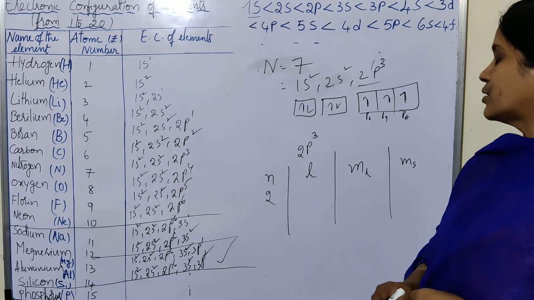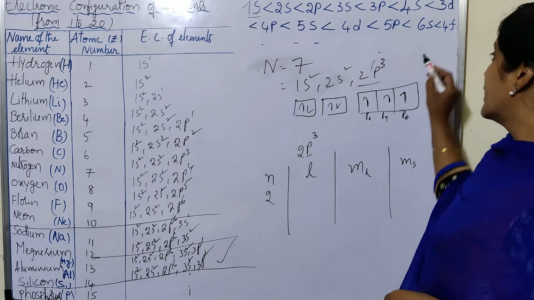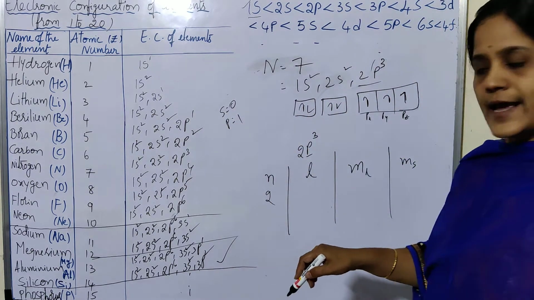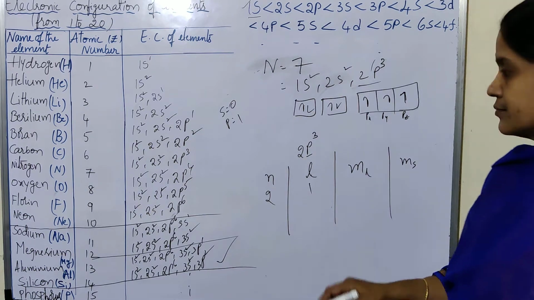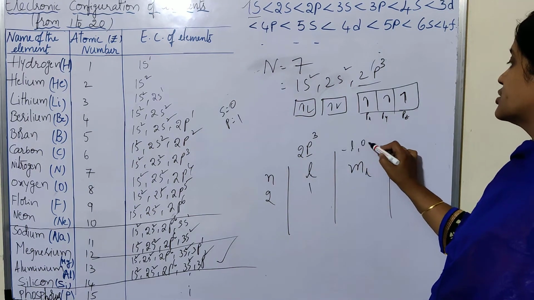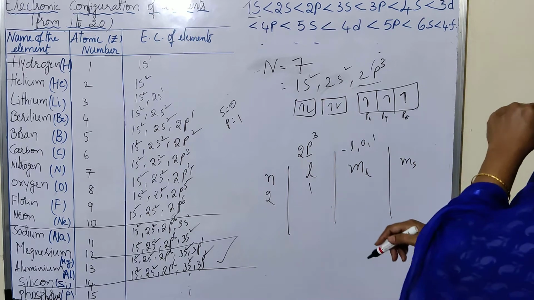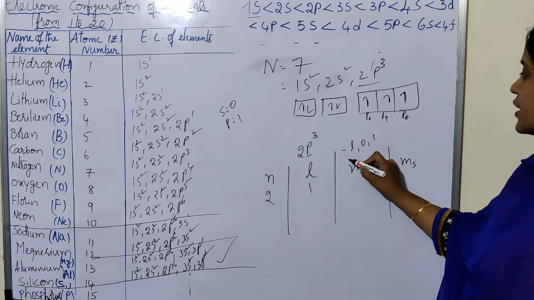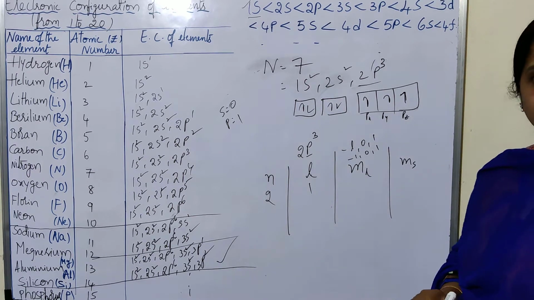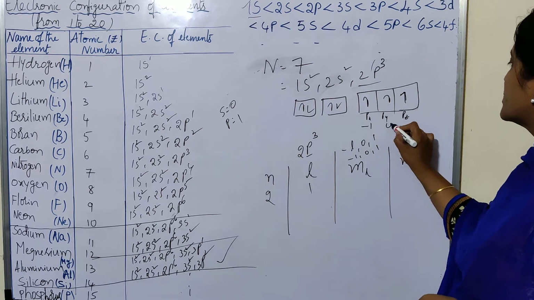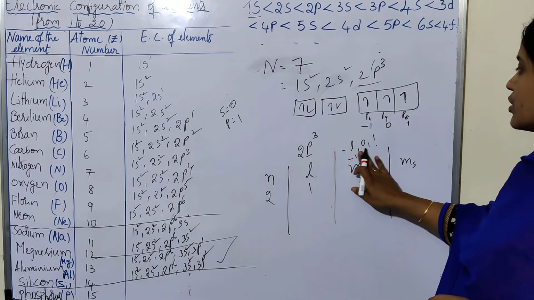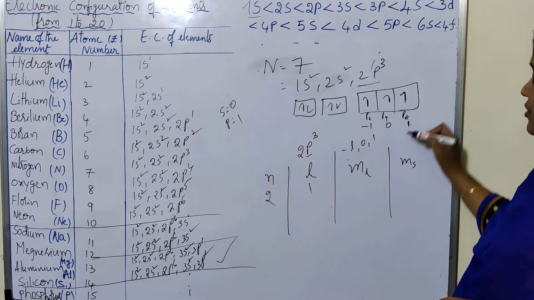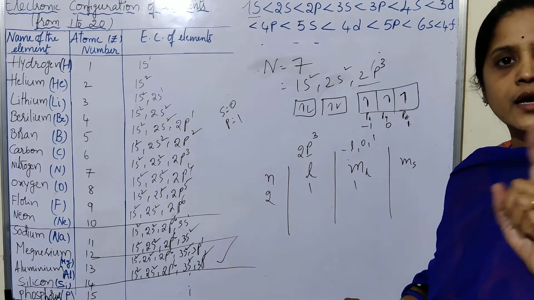N2. L values for P. S is equal to 0, P is equal to 1, then D, F. So for P, L is 1 and the M values are minus L to 0 to plus L. So here L is 1, which means you will get minus 1, 0 and 1. So fill in minus 1, 0 and 1. Okay. So the last electron's Ml value is plus 1. So take that one. Don't get confused about this value.